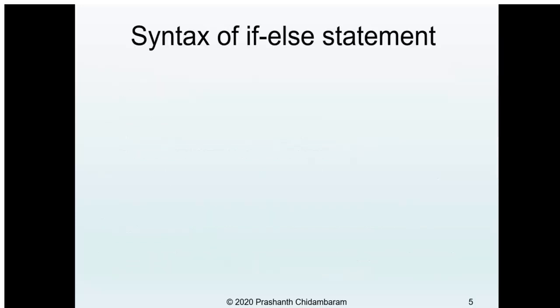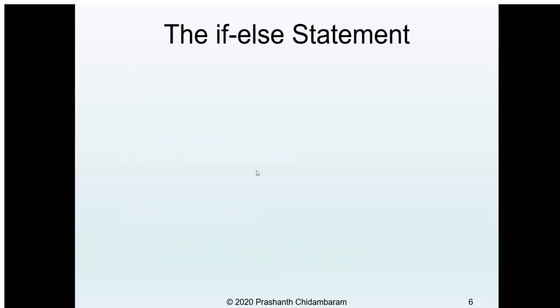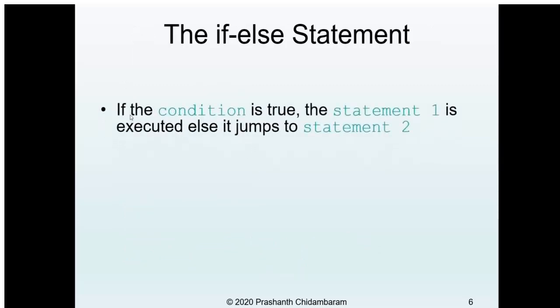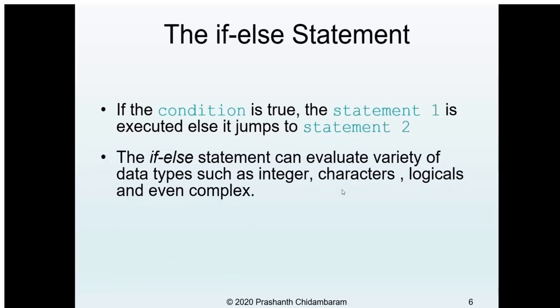The syntax of an if-else statement: if the condition expression, which is the primary condition, is true, then statement 1 is run, else statement 2 is run. The alternate syntax is ifelse together. Here, too, if the condition expression is true, statement 1 is run first. If it's not true, then statement 2 is run. It's the same thing again: if the condition is true, statement 1 is executed, else it jumps to statement 2. The if-else statement can evaluate a wide variety of data types such as integer, character, logicals, and even complex numbers.